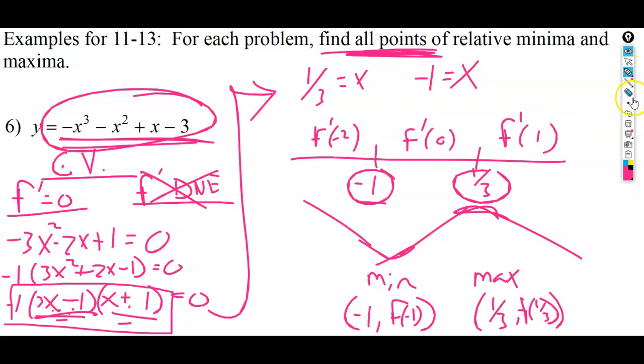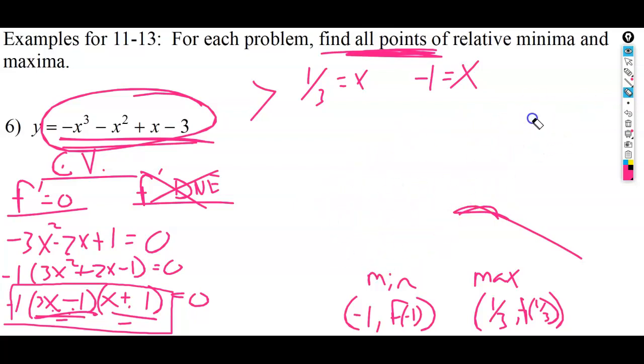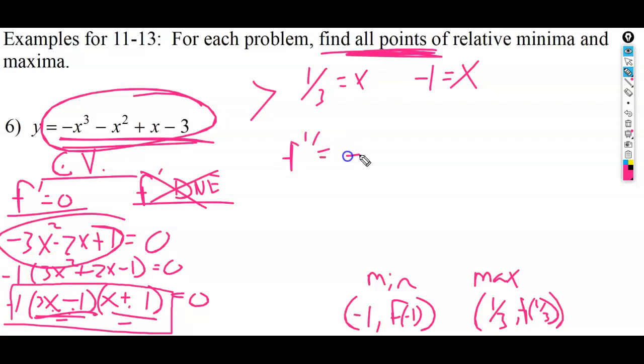Now, another way that we could have done these problems, instead of doing the first derivative test, is we could have done the second derivative test. The way that the second derivative test works is you're going to find your second derivative. So here's my first derivative. The second derivative would be negative 6x minus 2.